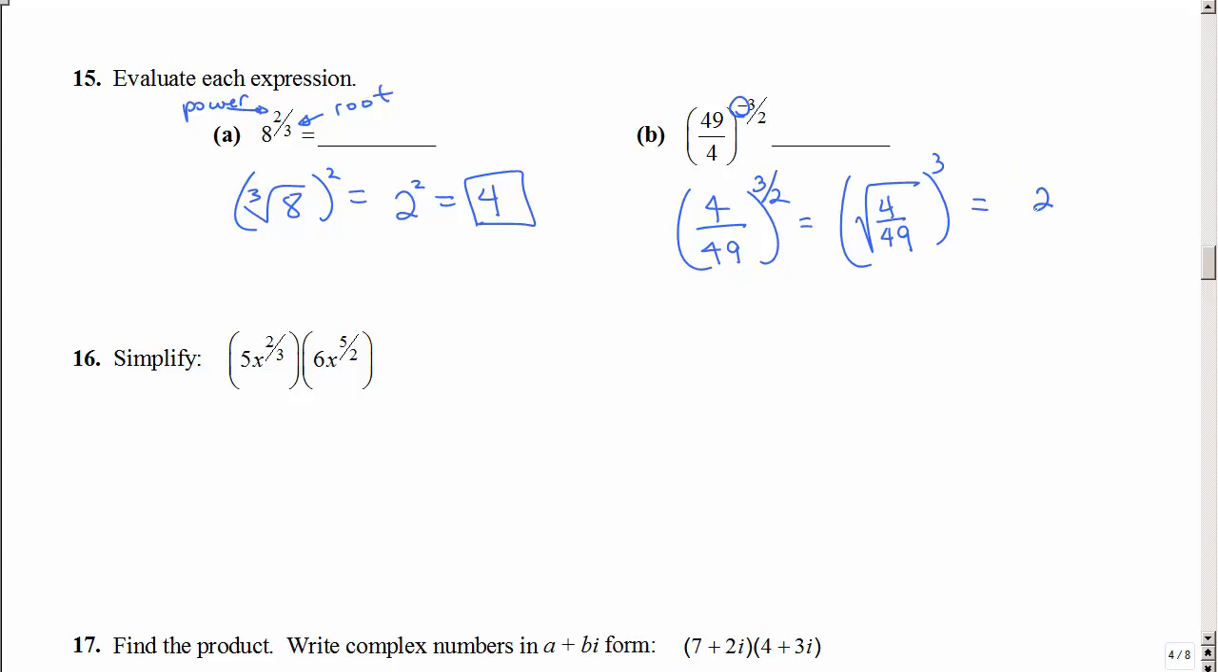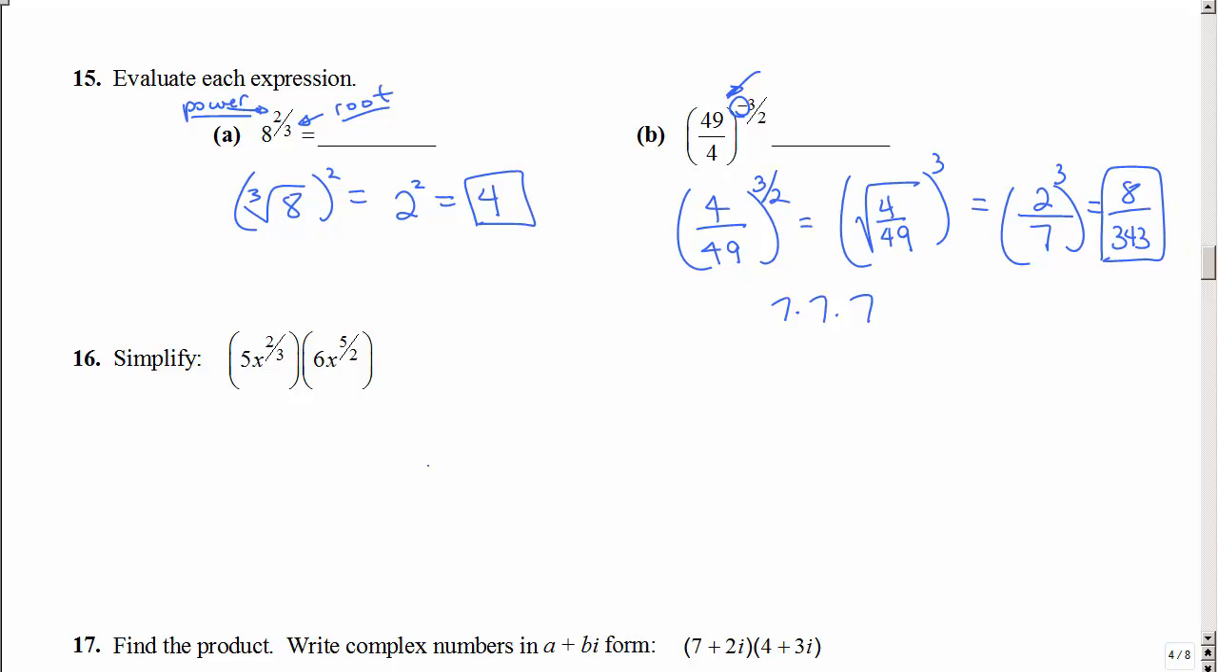So the square root of 4 is 2. The square root of 49 is 7. And now I have to raise that to the third power. So that's 8. And yes, 7 times 7 times 7, a little bit big. Not impossible, but I believe that's 343. So remember, root, power. Negative, flip that base.